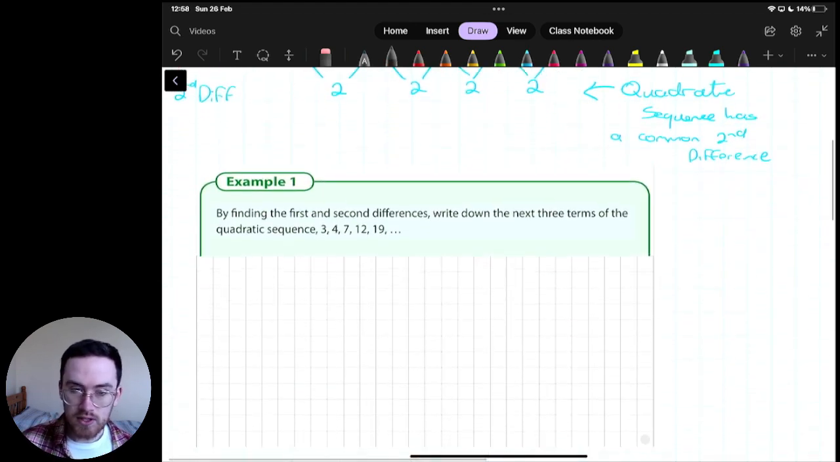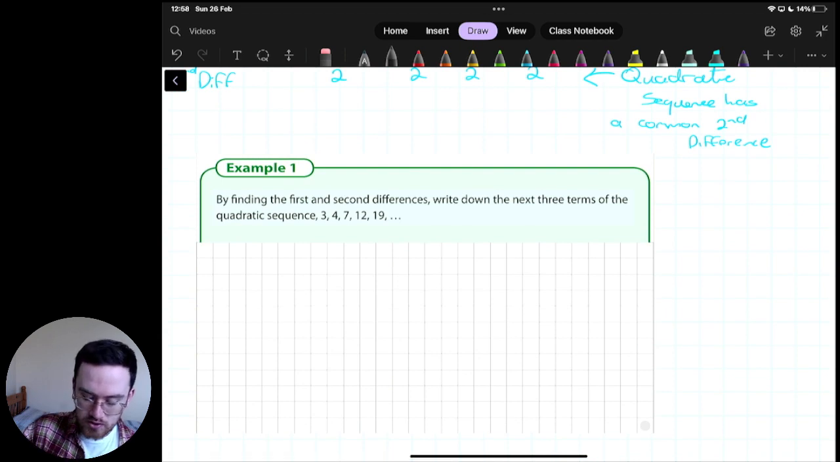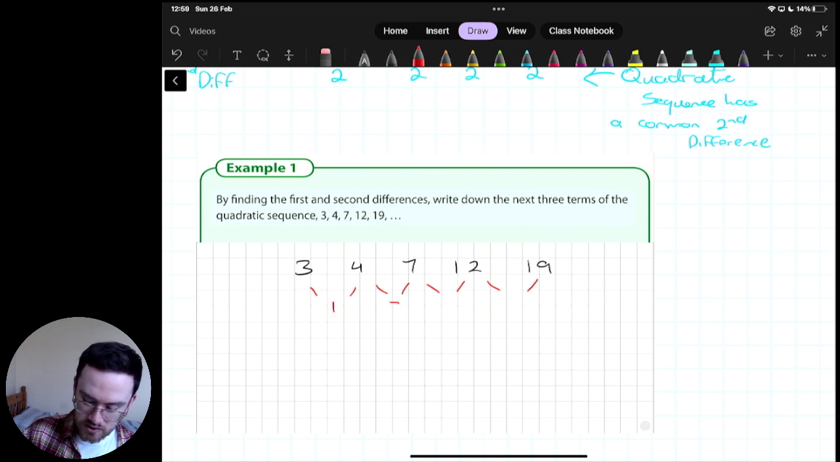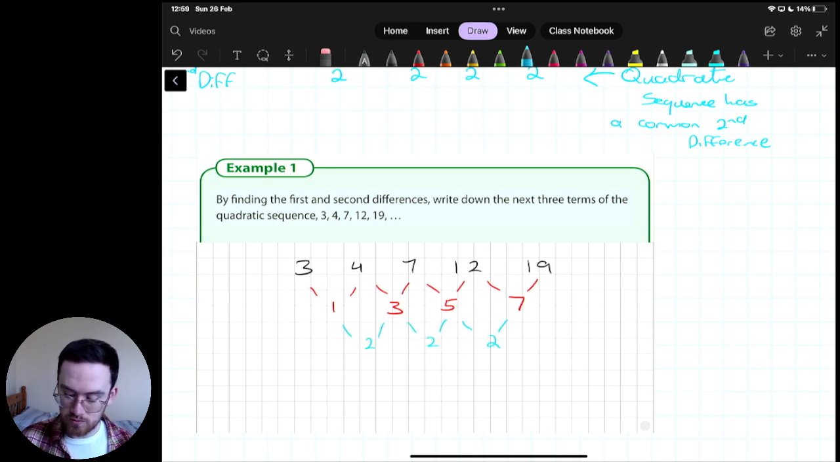This can be really important in coming up with later terms. So if we're told that this is a quadratic sequence, and asked to find the first and second differences to come up with the next 3 terms in the sequence, looking at the first difference, the difference between each of them, we can work those out fairly quickly: 1, 3, 5, 7. Looking at the second difference between those, we end up with the same thing we just had. The second difference is just going to be 2.